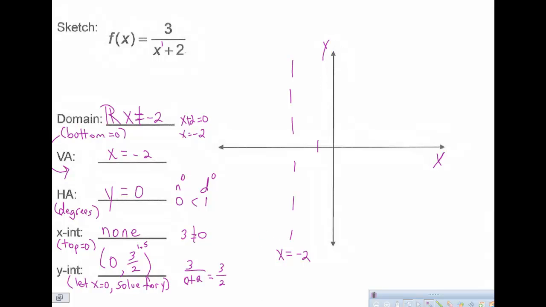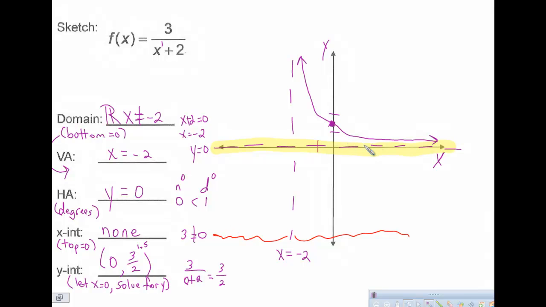This means I have a piece of the graph on this side, and I have a piece of the graph on the right-hand side of the vertical asymptote. We also know the horizontal asymptote is y equals 0, and the y-intercept is 0 up 1 1/2. Now we know that the graph will flatten out towards both asymptotes, so this graph will get closer this way and get closer to the horizontal asymptote this way.